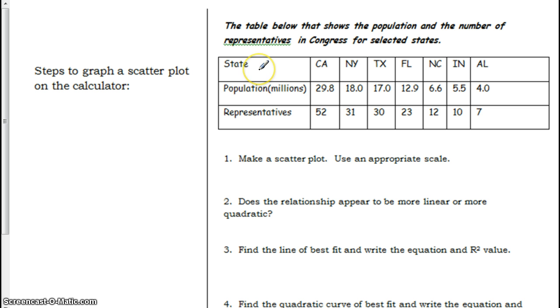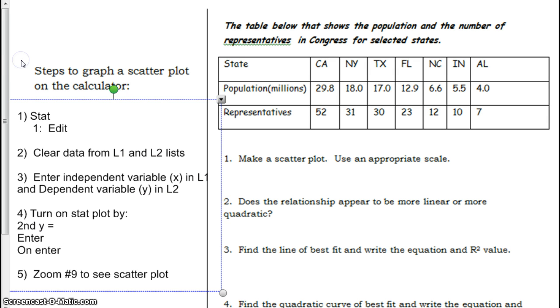So our first example here is about population and how it relates to the representatives in Congress. And of course we know that there is a relationship here. Our founding fathers came up with this relationship to help balance our government. So the first part is we're going to be using our graphing calculator, so make sure you have that out. We're first going to write down the steps to graph a scatter plot on the calculator.